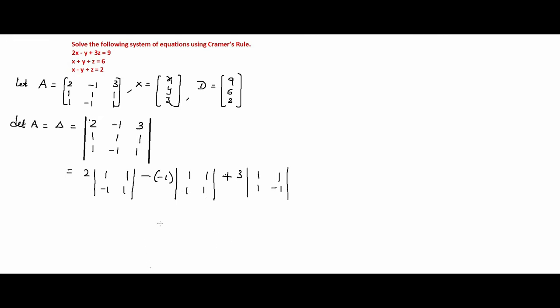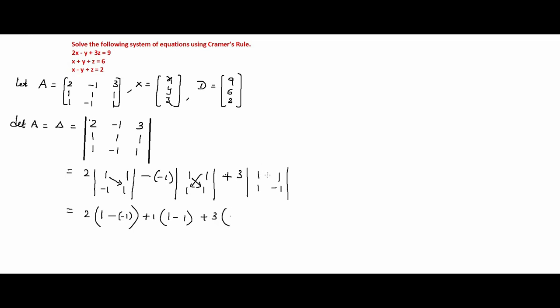Each determinant is in the form of A, B, C, D. So we need to write the determinant of A, B, C, D in the form of AD minus BC. So 1 into 1, AD minus BC: 1 into minus 1 is minus 1. Then minus of minus 1 is plus 1. Again, determinant of ABCD is AD minus BC. 1 into 1 is 1.